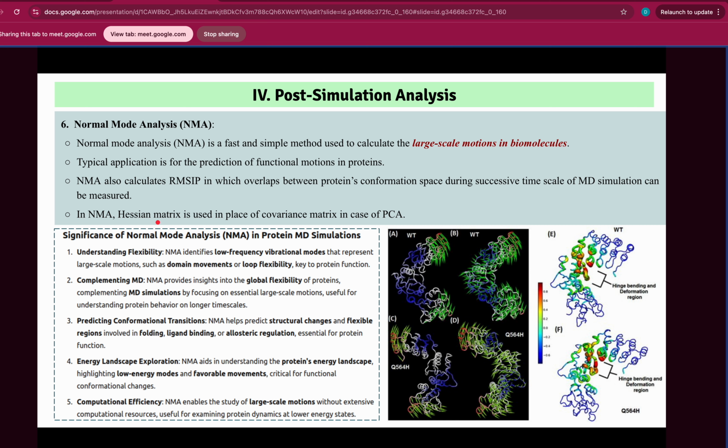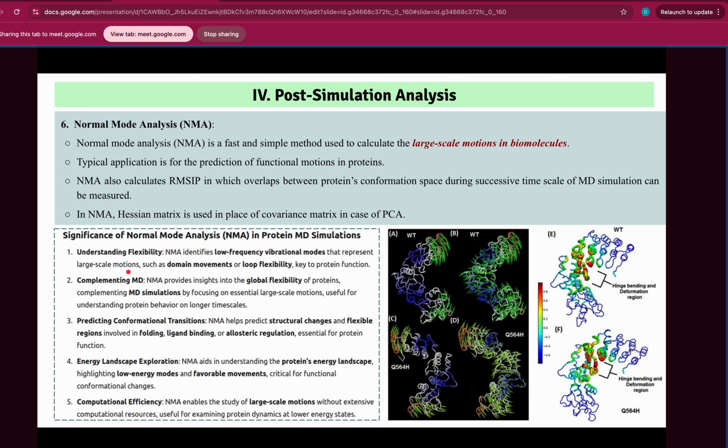And in NMA, the Hessian matrix is used in place of the covariance matrix that was used in PCA. So in PCA we use the covariance matrix, whereas in NMA we use the Hessian matrix. And what is the significance? It helps us understand the flexibility, and it identifies the low frequency vibrational modes. Because there are different atoms and residues present, bond stretching and bond vibrations are taking place. In this way we can capture those low frequency vibration modes which represent the large scale motions.